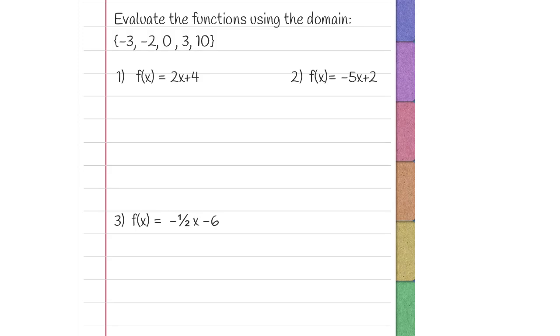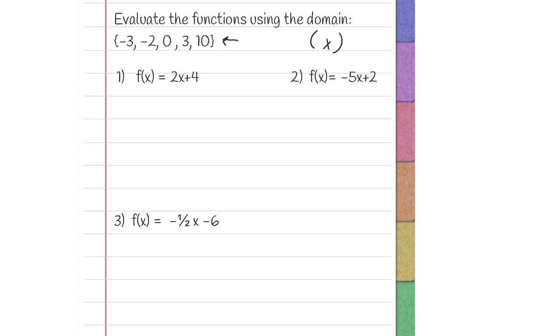All right, guys. So now we're gonna practice evaluating the functions whenever we're given either the domain or the range. So let's see. It says evaluate the functions using the domain. Well, what is domain? Domain is x, right?